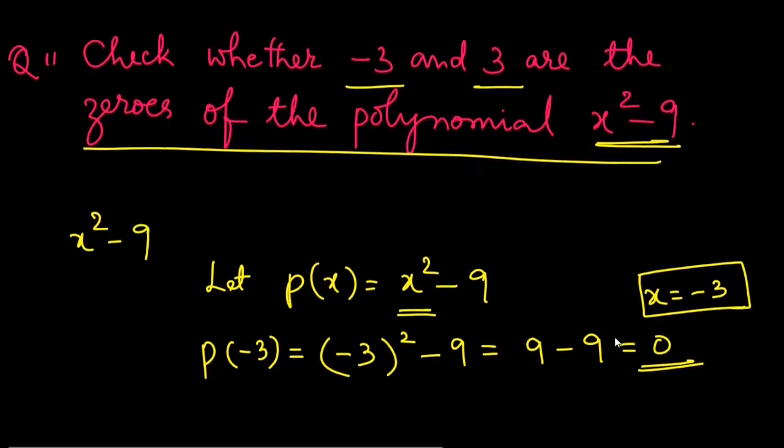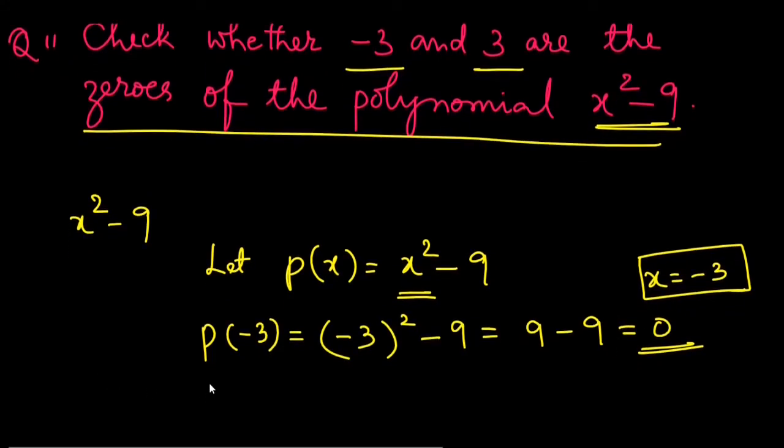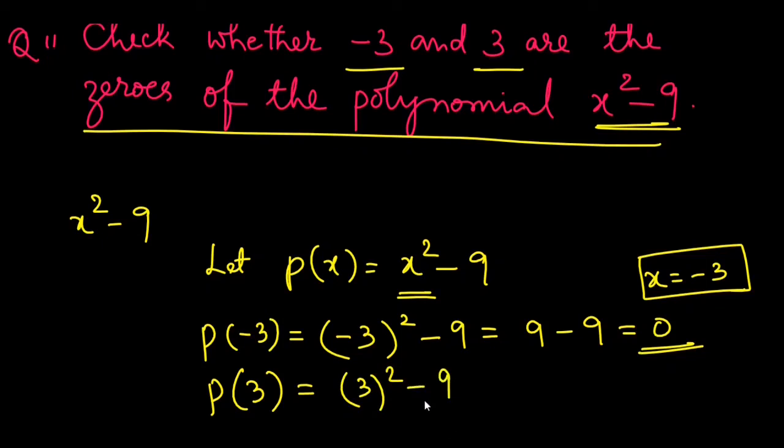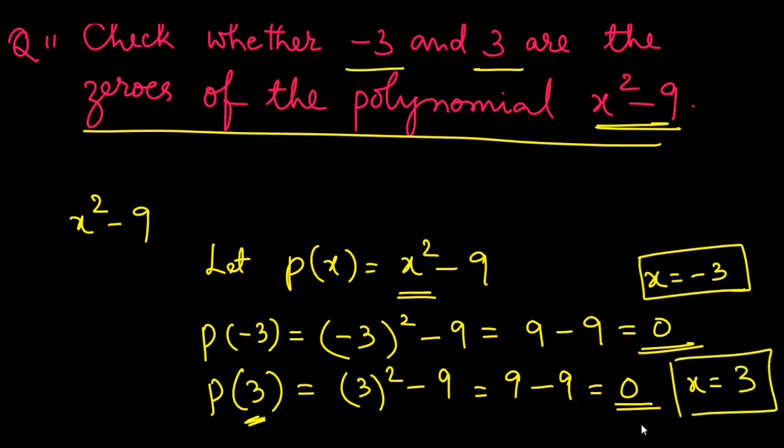Now let us check for plus 3. P of 3 is equal to 3 square minus 9. Instead of x, we write 3 here. 3 square is 9 minus 9. It is equal to 0. The value of polynomial is 0 here. So the value of x we have taken, that is x is equal to 3, is the 0 of the given polynomial.